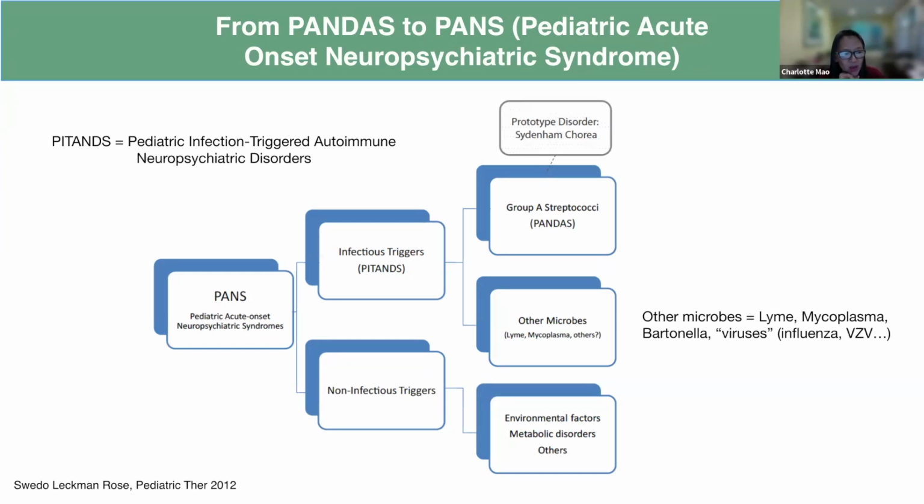And this figure is from a 2012 paper by Swedo and colleagues that introduced this revised concept of PANS. The new model recognized that there could be other infectious triggers of the symptom complex, not just group A strep, but also other microbes such as Lyme, Mycoplasma, and in this diagram they say others, which can include microbes such as Bartonella, viruses have been implicated, influenza, varicella zoster virus, and even non-infectious triggers such as environmental toxic exposures or metabolic disorders.